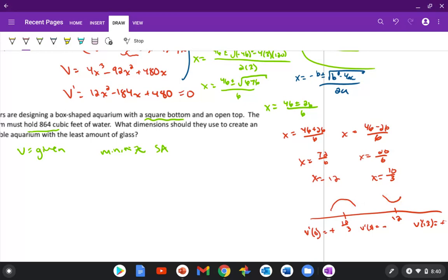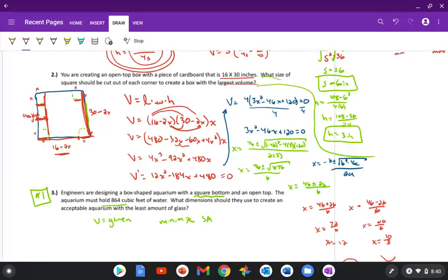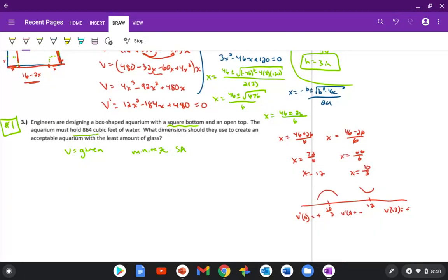So we want to maximize the volume, right? Largest volume. So we obviously want this one, 10/3. That would maximize it. This would be a minimum, right? And this would be a max.